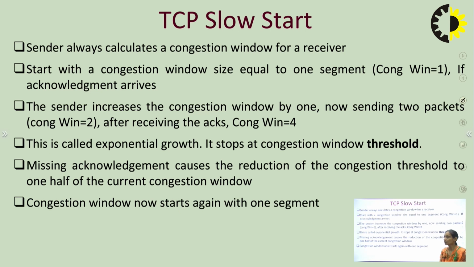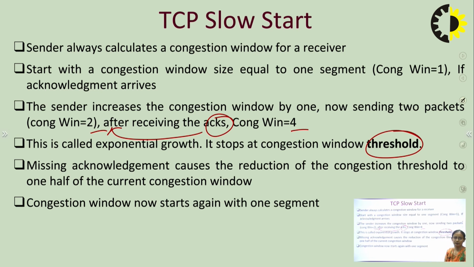That is, now the congestion window becomes 2. When it receives the acknowledgement for these 2 packets, it will further increase the congestion window to 4 for the next cycle, and so on. So this is exponential growth of the packets. It stops at the congestion window threshold. That is, some threshold needs to be decided at which congestion window size you are not further increasing the value.